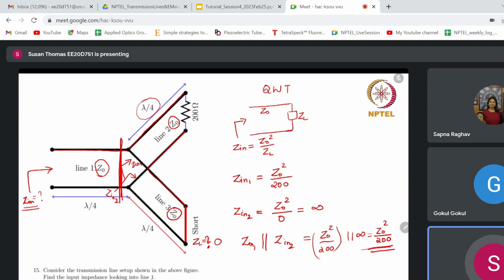Now, what is Zin again? Again, look at this. This is again a lambda by 4 line. Okay. If it is a lambda by 4 line, use the same equation. Z0 square by, what is the load impedance here? So, load impedance is nothing but this one. So, Z0 square by Z0 square by 200. So, the final answer will be 200 ohms. I hope this is clear. If you have any doubts, please ask.